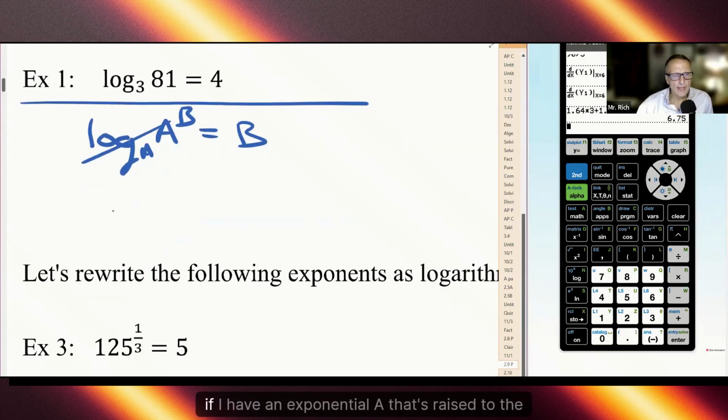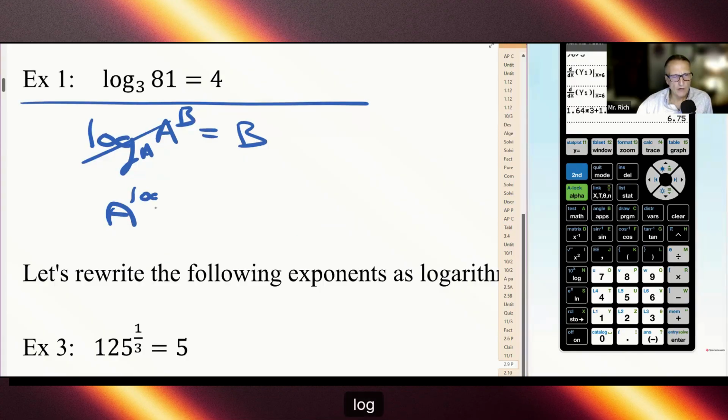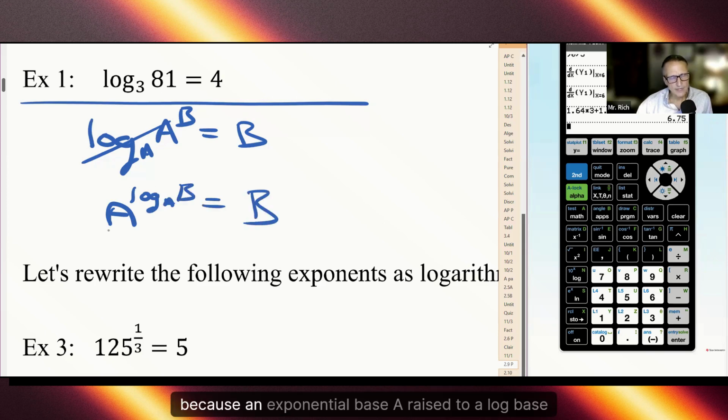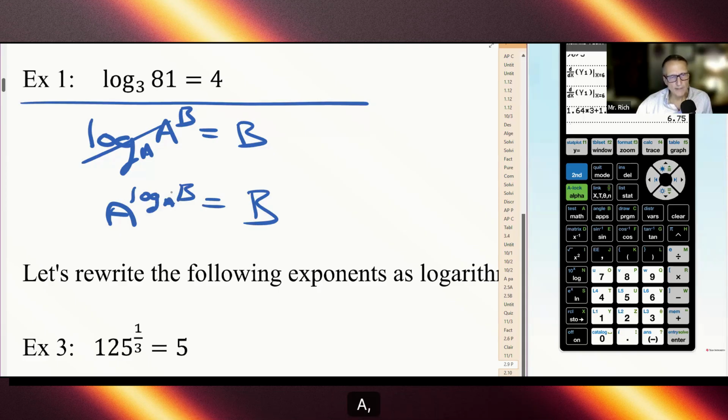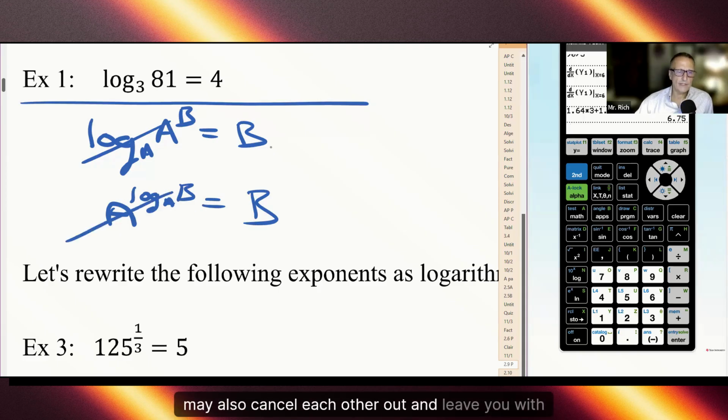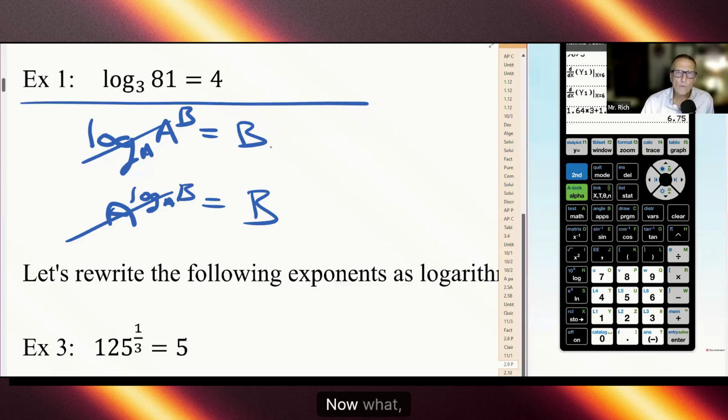Likewise, if I have an exponential a raised to the log base a of b, that answer would also be b, because an exponential base a raised to a log base a also cancel each other out and leave you with b. Now, how does this help us? It helps us a lot.